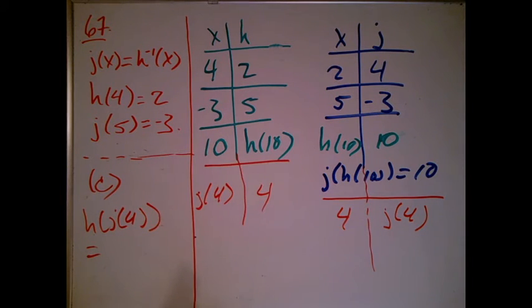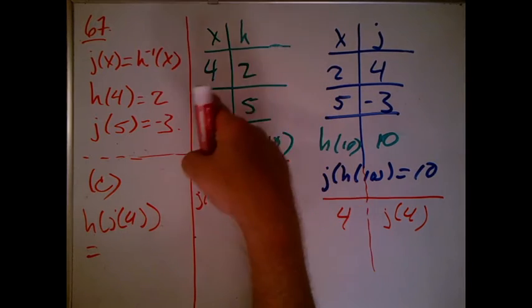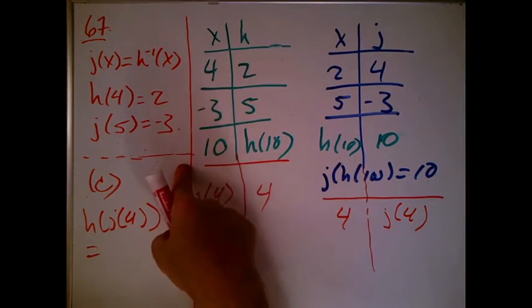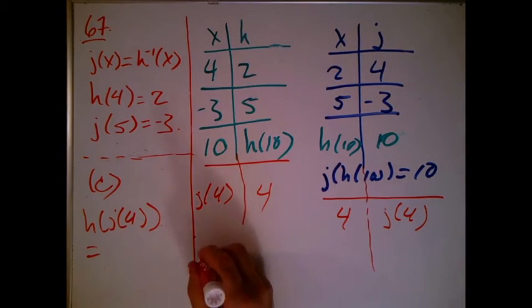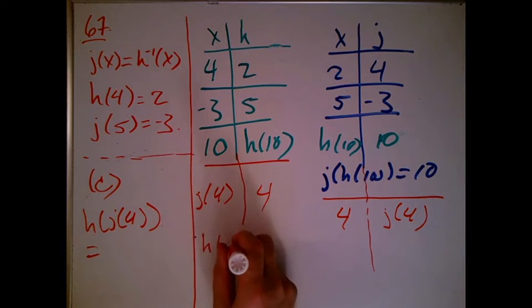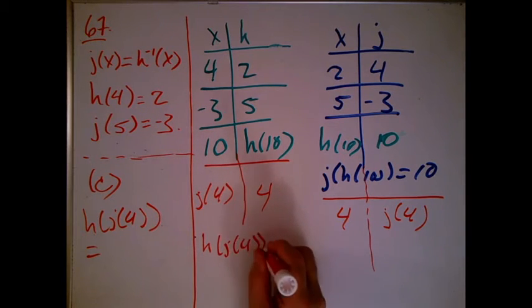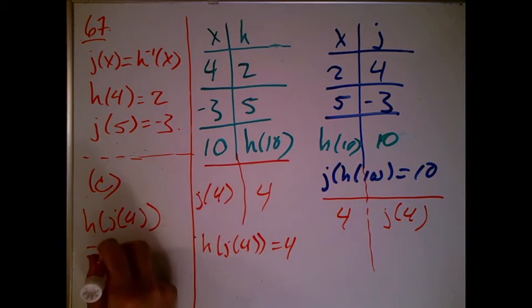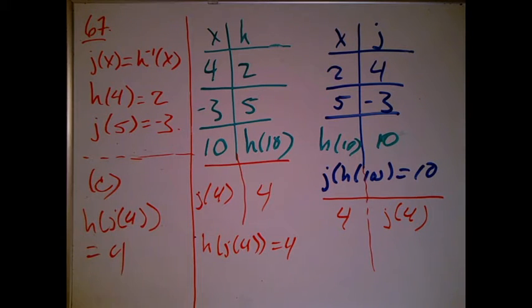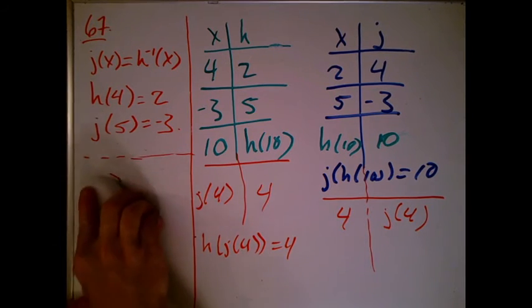Now how do we read this table again? H of 4 is 2, h of minus 3 is 5, h of 10 is h of 10, h of j of 4 equals 4. And so we thought it through, we did it with the table, although it was a little bit awkward, but we got there. That was part C.